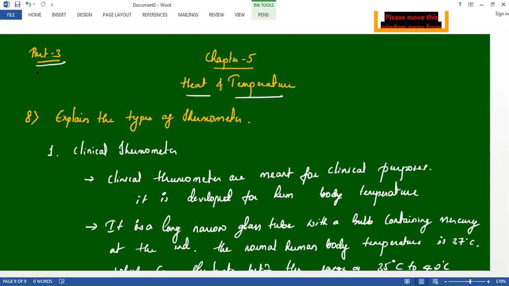Let us move on to question number 8, that is explain the types of thermometer. Here we should know the meaning of thermometer. Thermometer means it is a device which is used to measure temperature. There are two types of thermometer. First one is clinical thermometer and the second one is laboratory thermometer. We'll discuss one by one. First one is clinical thermometer.